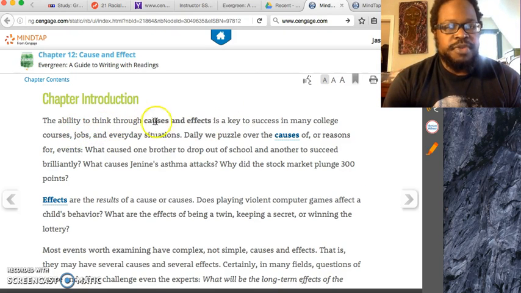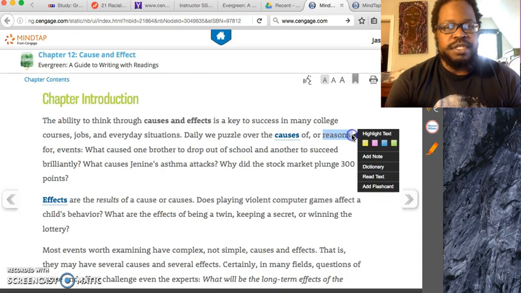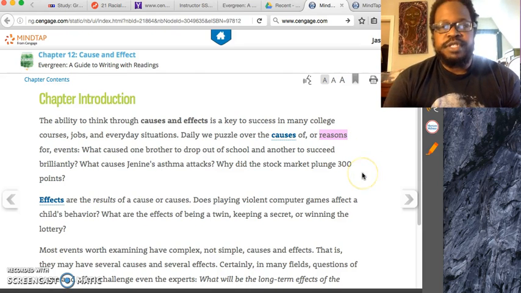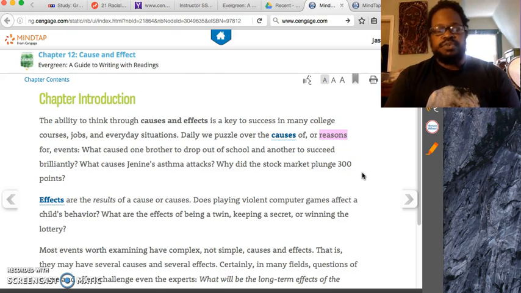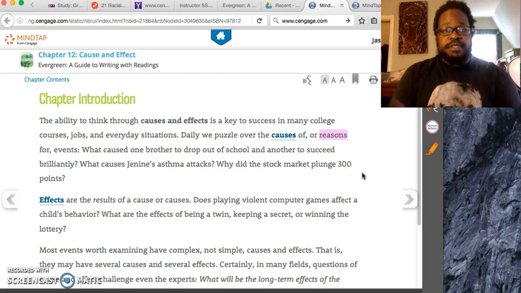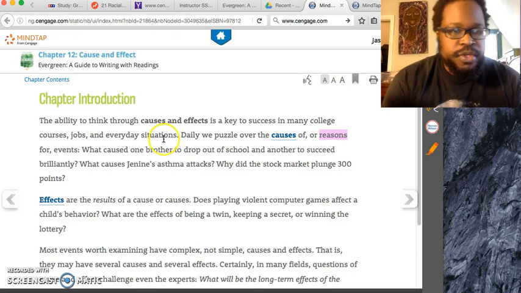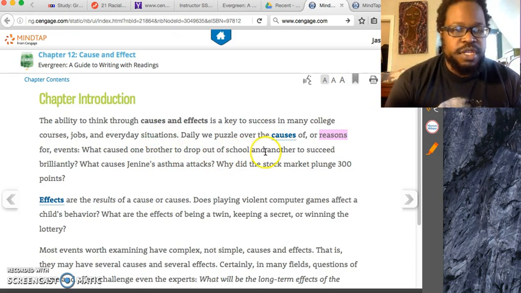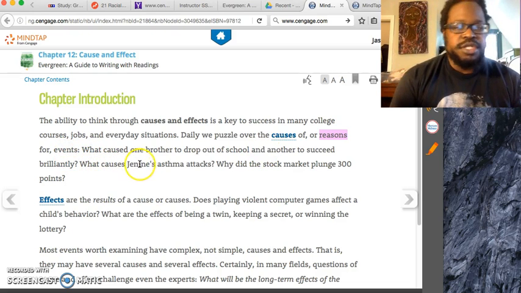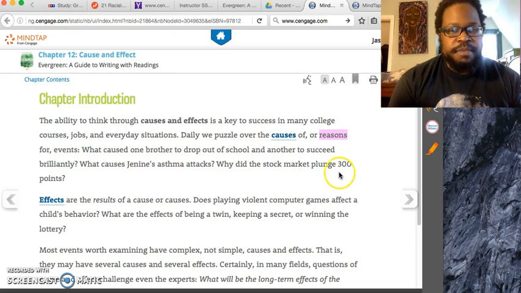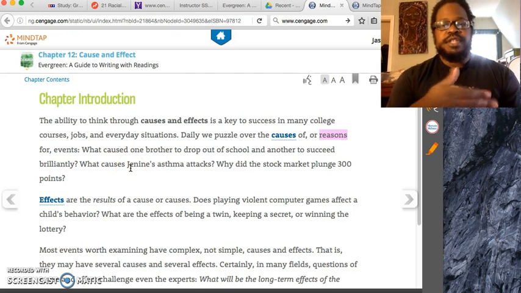The ability to think through causes and effect is a key to success in many college courses, jobs, and everyday situations. Daily, we puzzle over the causes of or reasons for events. That's important for us to consider. Whenever we think about causes, we're thinking about the reasons why something happens. Causes are the reasons why something happens. What caused one brother to drop out of school and another to succeed brilliantly? What causes Janine's asthma attacks? Why did the stock market plunge 300 points? All of those things deal with reasons.